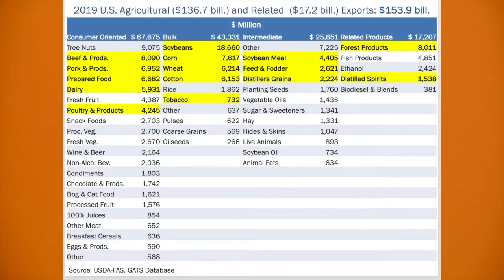The next slide is just showing a breakdown of U.S. agricultural exports by category. So whether it's the bulk commodity area, intermediate products, consumer-oriented products, as well as what's called agriculture-related products such as ethanol, distilled spirits, forestry products. The one thing I want you to see from this slide is what's our leading agricultural export. Soybeans by far is our leading agricultural export. And in the year 2019, we exported nearly $19 billion, making that our largest agricultural export category.